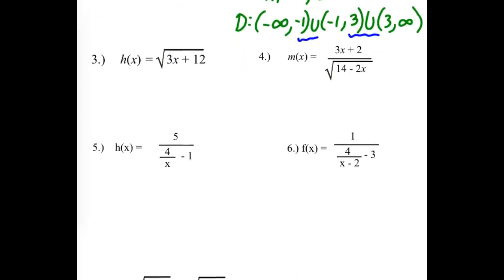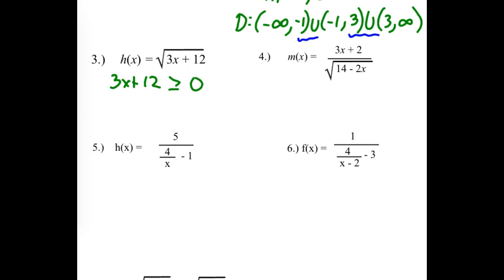Question 3. What's the issue with this one? There's a square root. We said we can't have negatives inside our square root. So we have to look at that expression, that 3x plus 12. And we have to say we don't want this to be negative. That means it could be 0 or it could be anything higher, anything positive. So we're going to say that 3x plus 12 has to be greater than or equal to 0.